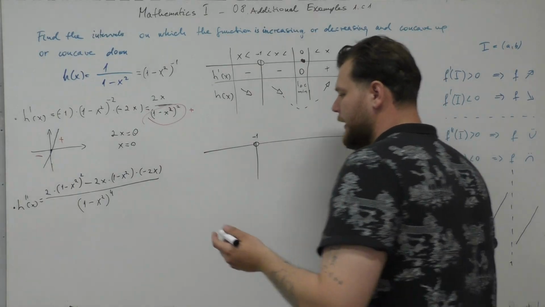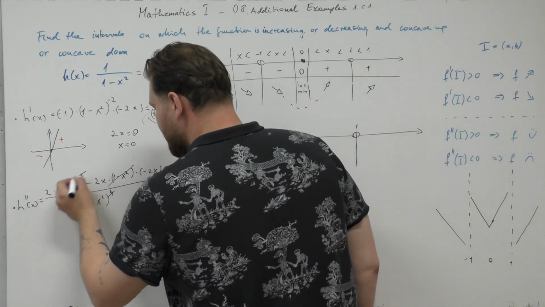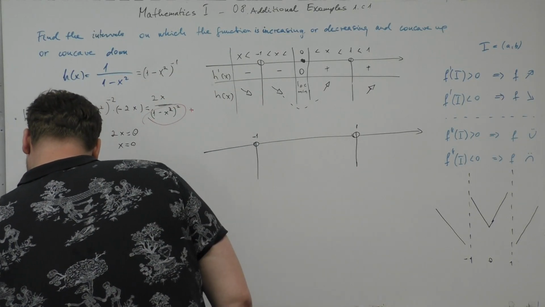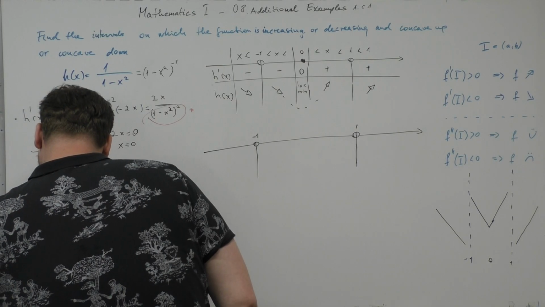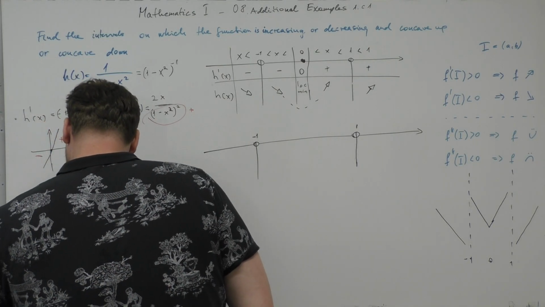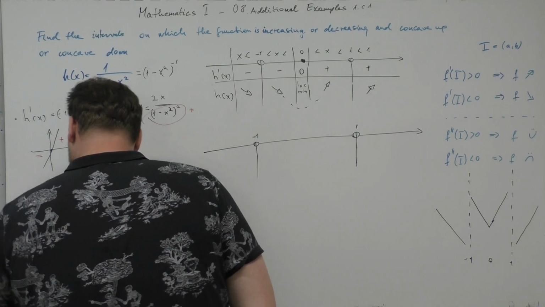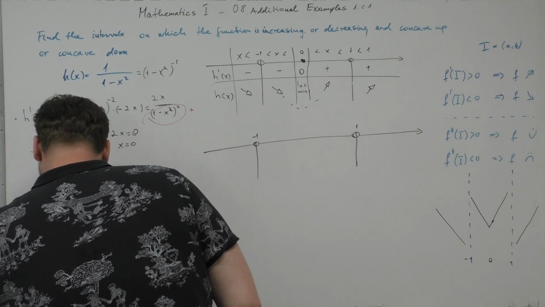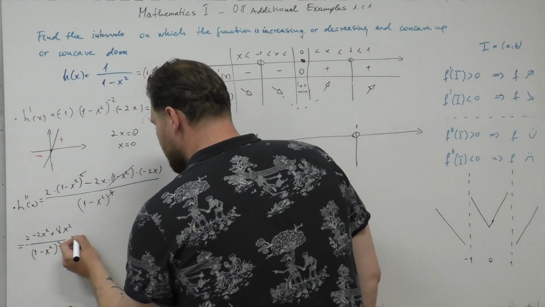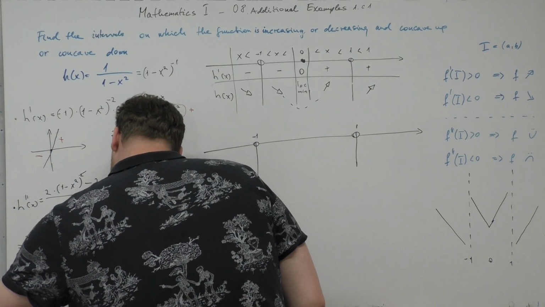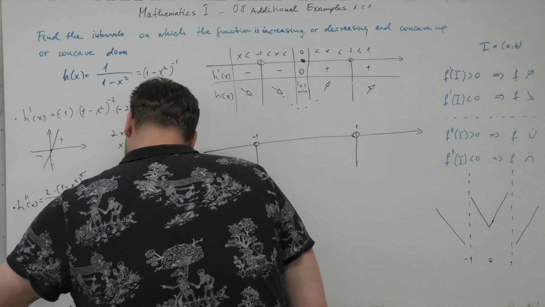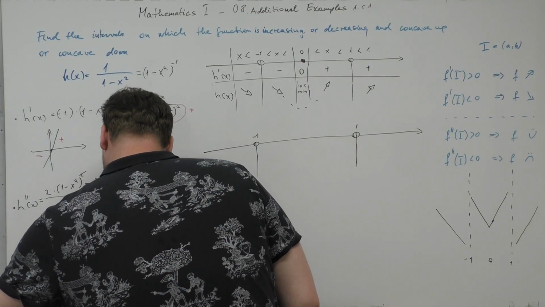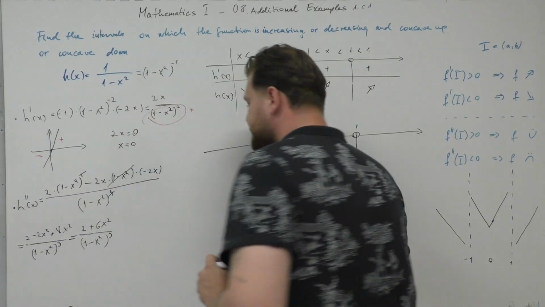Now let's simplify with this factor. It leaves us 2 minus 2x squared plus 8x squared over (1 minus x squared) cubed, which is nothing else but 2 plus 6x squared over (1 minus x squared) cubed.